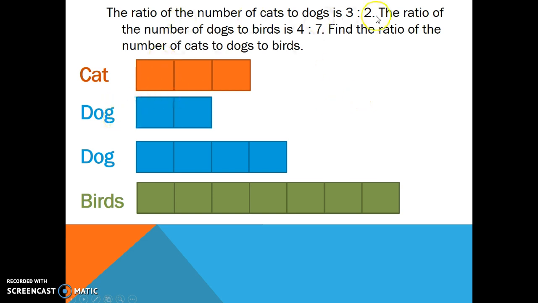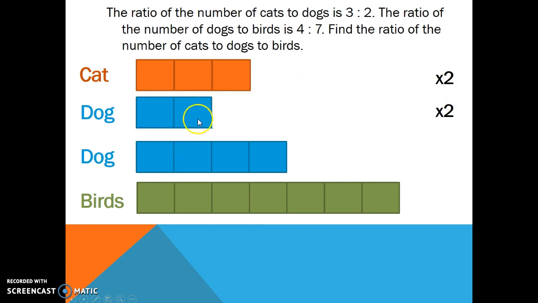And then we want to model the ratio of the number of dogs to birds, 4 to 7. And it says find the ratio of the number of cats to dogs to birds. So hopefully you remember that we can't really find the ratio of all 3 things unless the units for dogs is the same in both examples. So we have these 2 ratios. We've got cats to dogs, so we've got cats right here and dogs, and then dogs and birds.